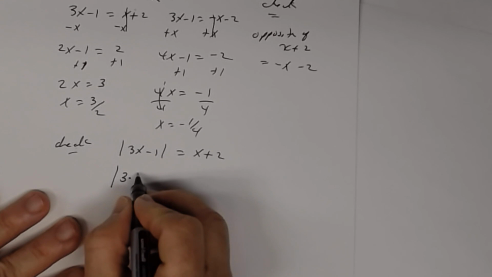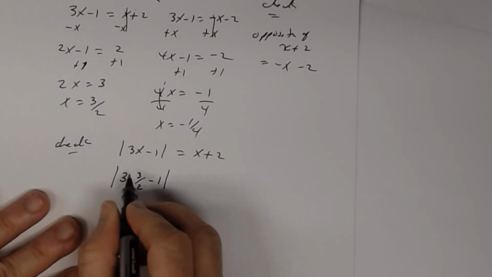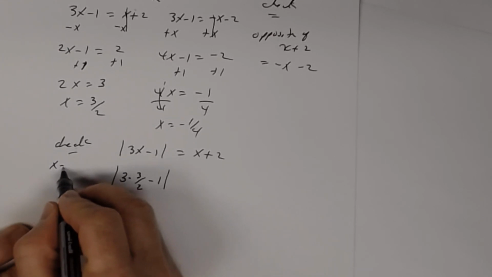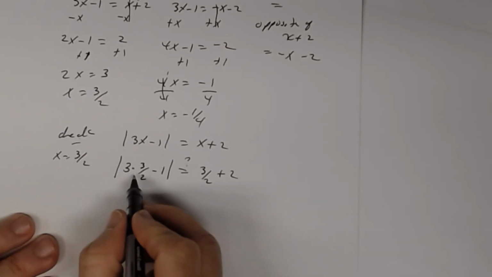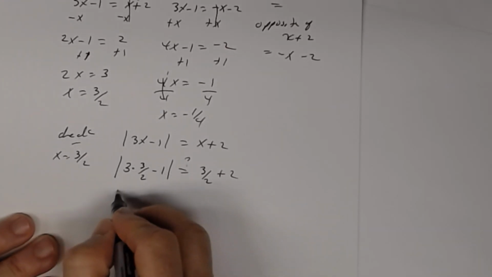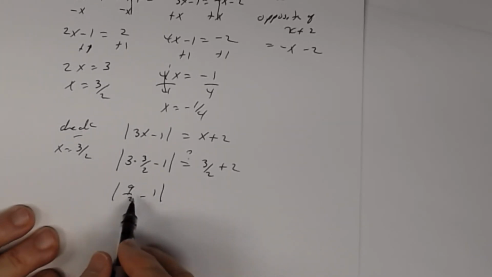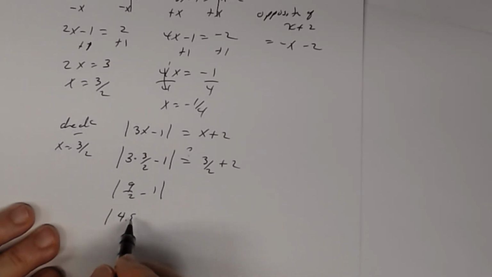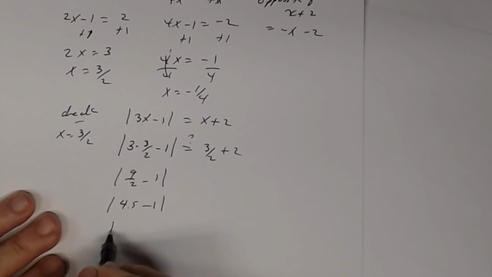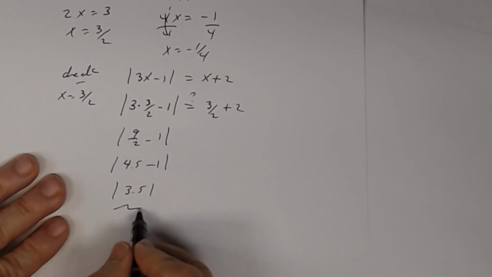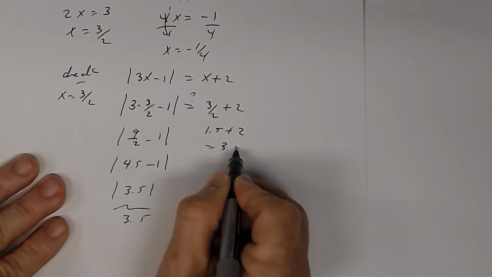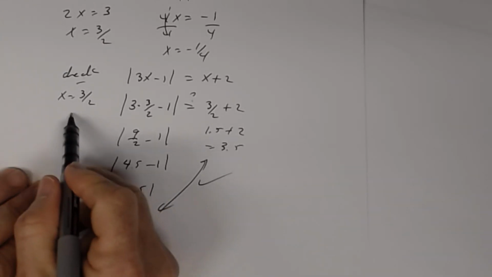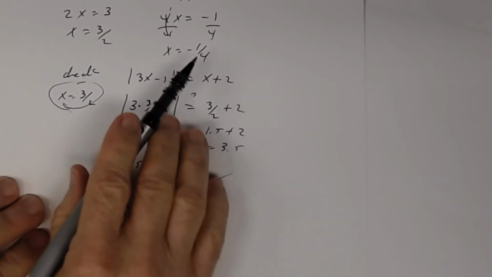So that's 3 times 3 halves minus 1. Okay, so wherever we saw the variable x, substitute 3 halves. I'm checking x equal 3 halves. Equal, and then 3 halves plus 2. Well, 3 times 3 halves, 3 times 3 is 9. So that is 9 halves minus 1. And remember, 9 halves is 4.5, right? So 9 divided by 2 is 4.5. And 4.5 minus 1 is 3.5. And the absolute value of 3.5 is 3.5. Over here, this is 1.5 plus 2, which equals 3.5. And so those are the same. And so 3 halves will work. Now you do the same thing with negative 1/4.